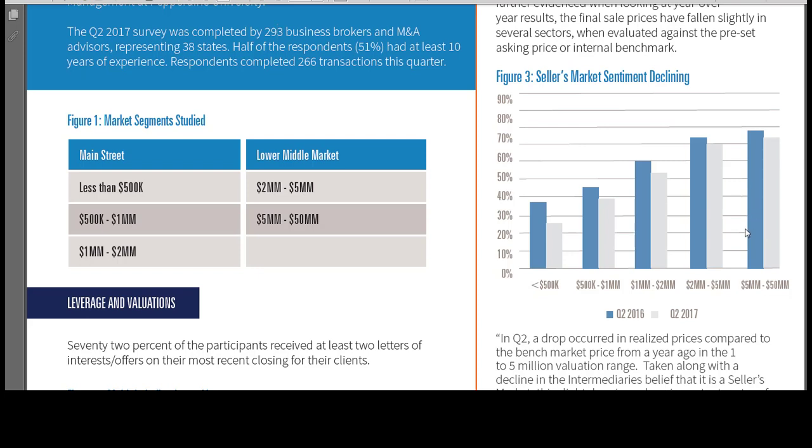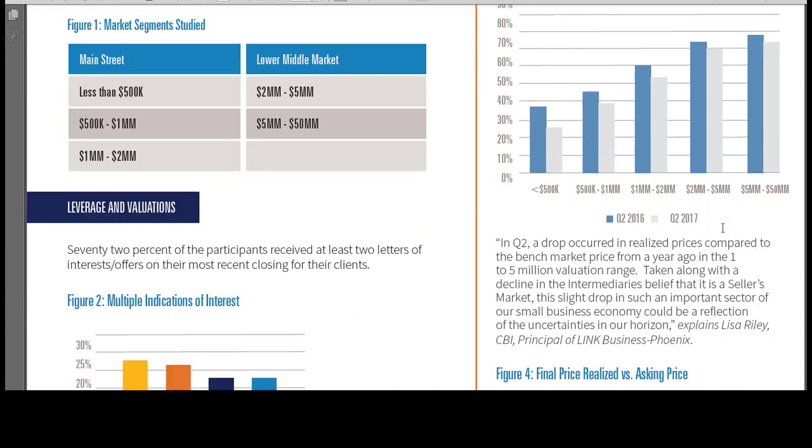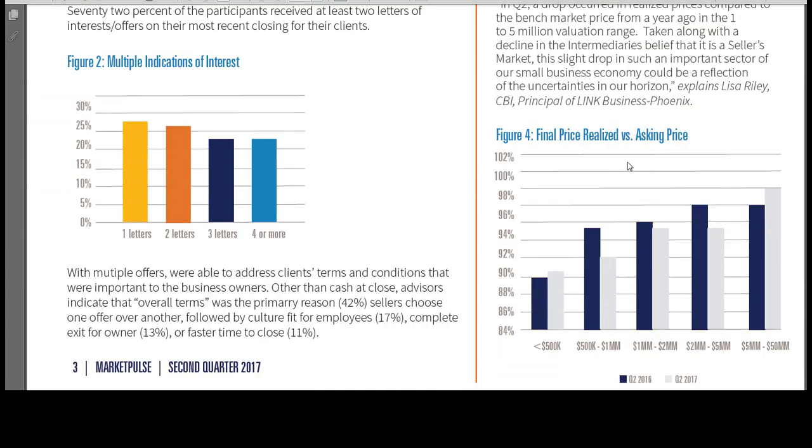The other key thing that they're talking about, and the key reason that they wanted to publish this, it looks like, is the comparison of the same quarter last year to this year. And in each size of business category, you can see that the seller's market sentiment is actually declining a bit. So that's interesting. Like BizBuySell, they also talk about final realized price versus asking price. And for the smaller businesses, it's right within the same range, kind of 90 to 92, 94%.